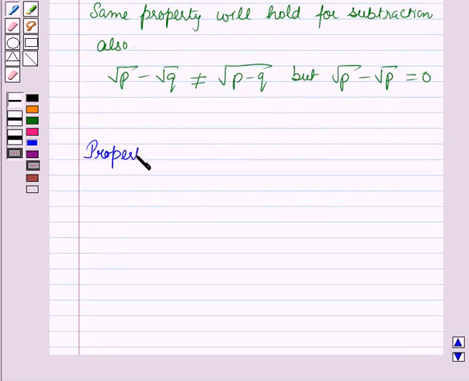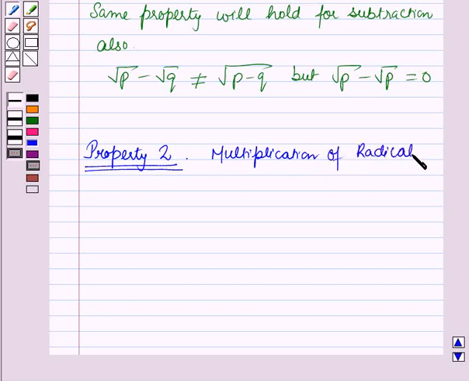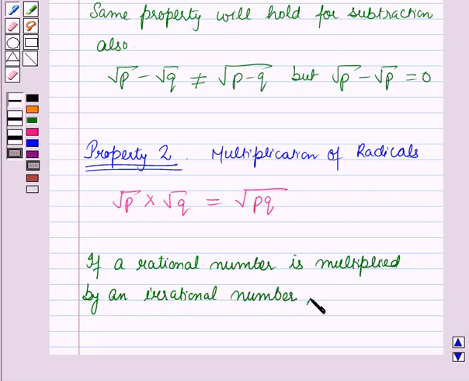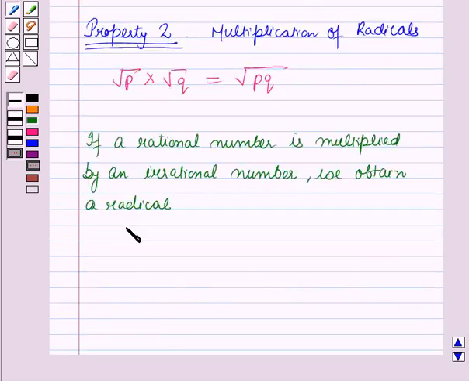Now the second property is the multiplication of radicals. Root p into root q is equal to root p into q, or root pq, and if a rational number is multiplied by an irrational number, then we obtain a radical. That is, p into root q is equal to p root q.